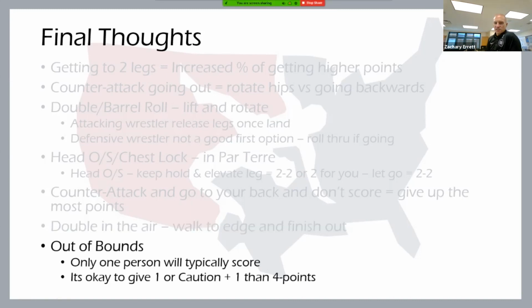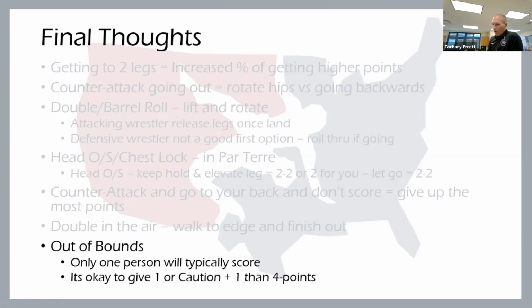And then the last thing here is on the out of bounds. Again, only one person is typically going to score in this, because the second action is going to occur as a counterattack. As we looked at in that last situation, only somebody can get 4 points there. We can argue whether it's red or whether it's blue, but only one person can score in that scenario. If it's in the center of the mat, it could get scored a couple of different ways. But out of bounds, only one person is getting scored.